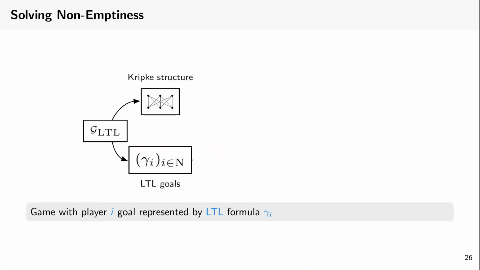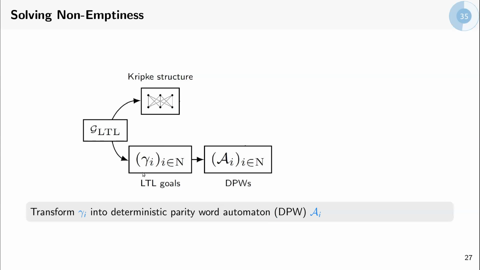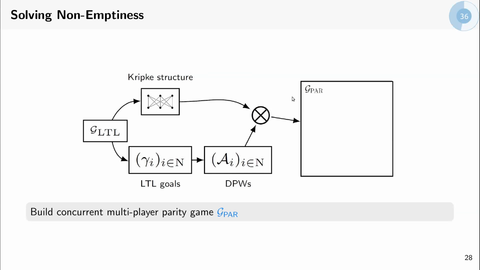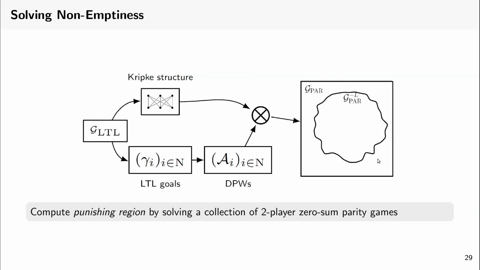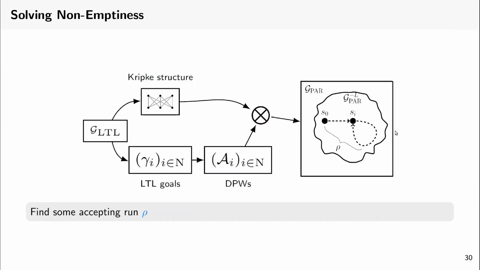Now, solving non-emptiness goes as follows. We start with some LTL game. We have some structure, some game arena, and then we have the goals of the players, right? Then we transform the LTL goals into deterministic parity word automata, and then we combine them to build this G-par. Then we compute the punishing region inside this new parity game, using the zero-sum parity games from before. And then we find some run inside this punishing region. If such a run exists, then we know that we have a Nash equilibrium.